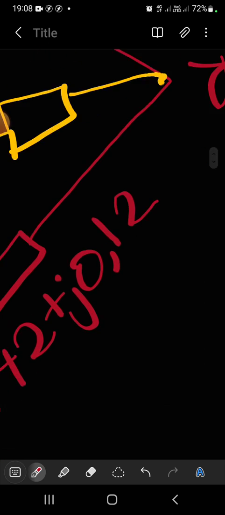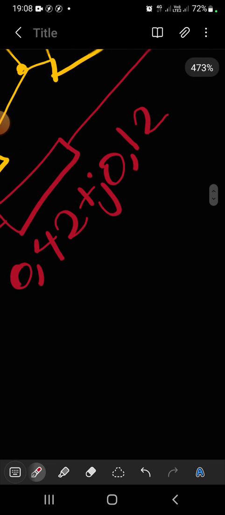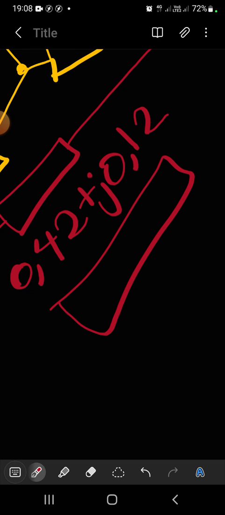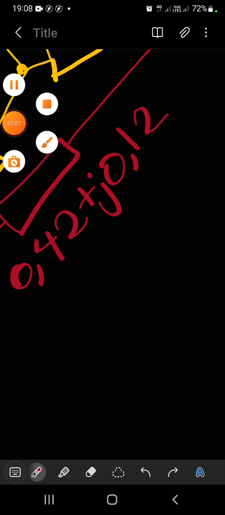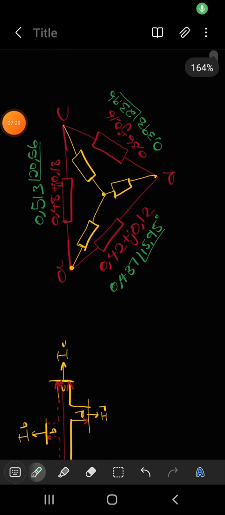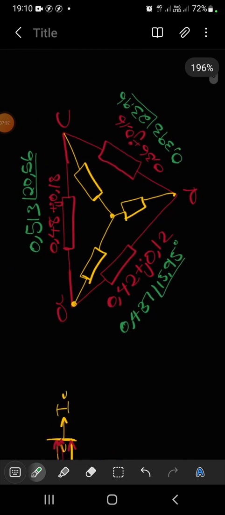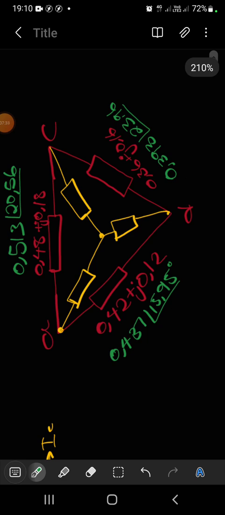So you know what I'm gonna do now? I'm just gonna convert these Z's to polar and then just place them underneath. We're gonna need the polar values. So that's what I did, right? I just converted those rectangular values into polar values in color green, right? So the next thing we need to do now is to convert our delta connection to star.